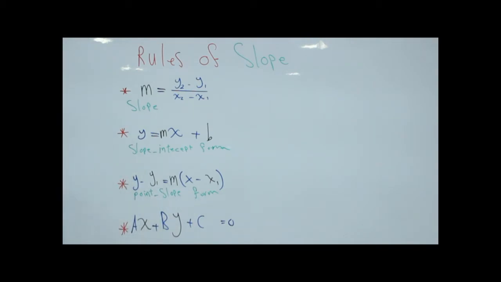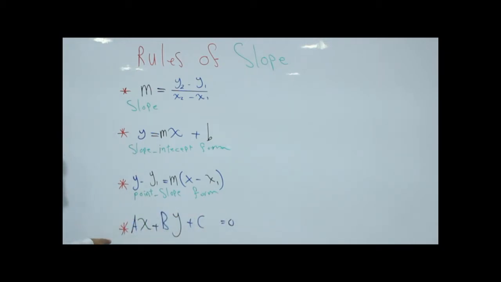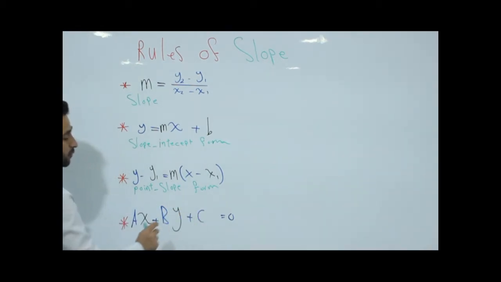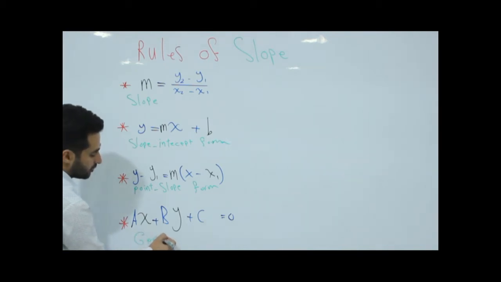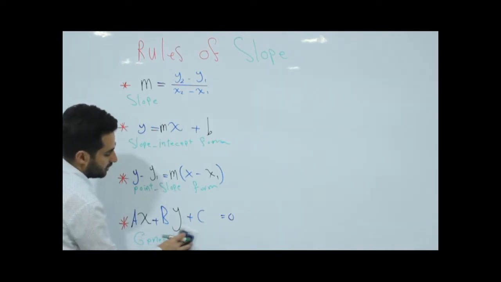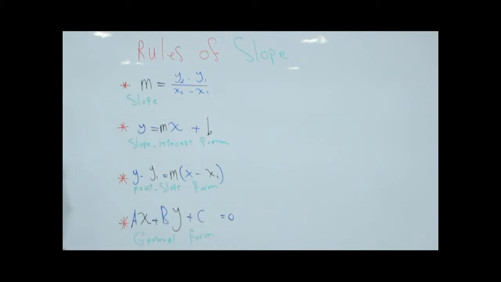This one, we took everything to one side: in the beginning x, in the middle y, and at the end the number without x and y. We sometimes use this one for finding distance. So we name this general form. Sometimes we need this.